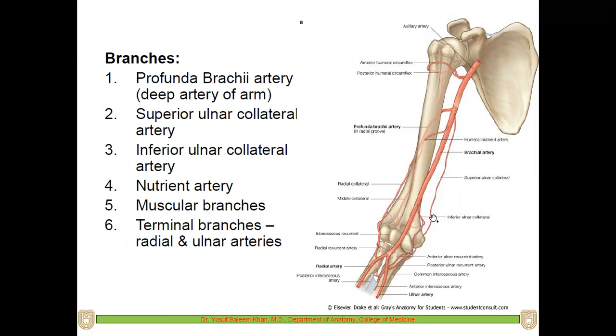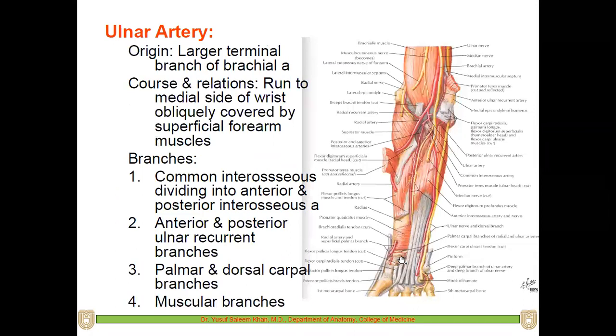So these recurrent arteries anastomose with the collateral arteries, superior and inferior collateral, which anastomose with the anterior and posterior ulnar recurrent branches coming from the ulnar artery. So this is the ulnar artery here, the brachial artery dividing into radial and ulnar, giving the common interosseous here. Then it also gives the anterior and posterior ulnar recurrent branches. Okay. So it gives the common interosseous, which divides into anterior and posterior interosseous, then the anterior and posterior recurrent branches which go behind and supply the arm.